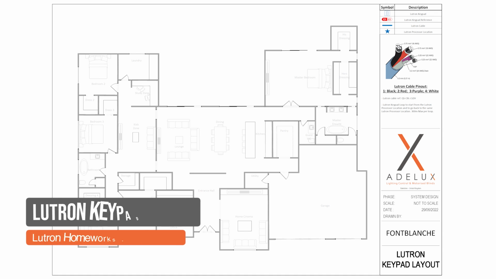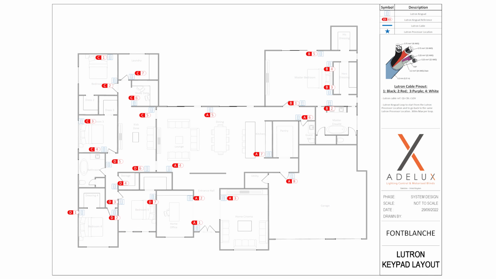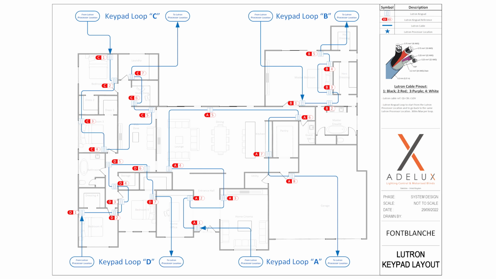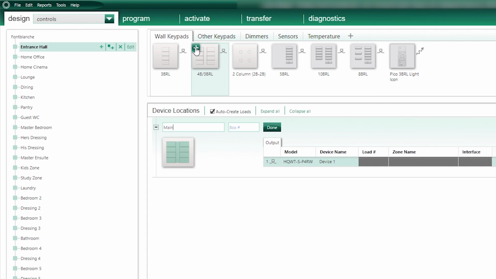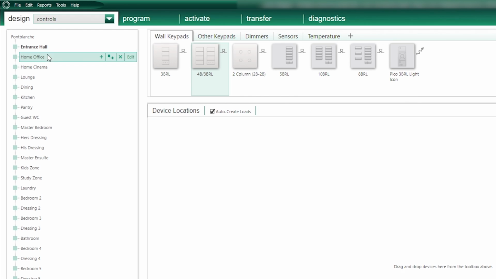Great. Now, let's do a quick overview of all the other design documents I will include on all my Lutron Homeworks projects. So next, I will create another drawing called Lutron Keypad Layout that will show all my Lutron keypad positions with their unique ID reference, showing how they need to be wired to one another back to the Lutron processor position shown by the star sign here. Back to the Lutron Designer software, under controls here, I will add all those keypads with a brief description and their IDs.